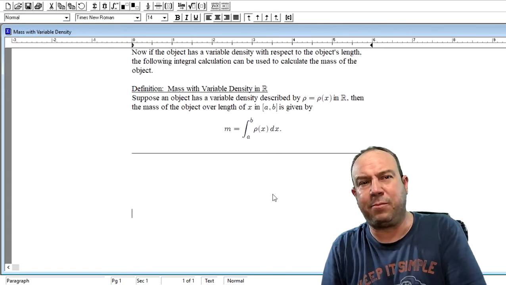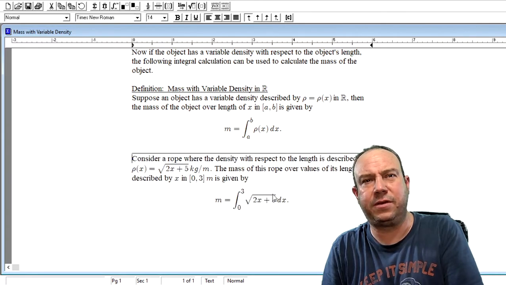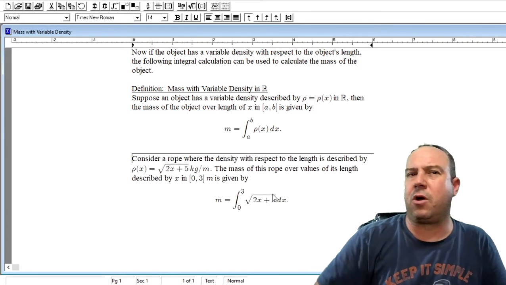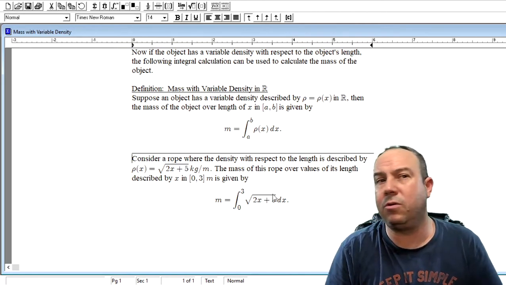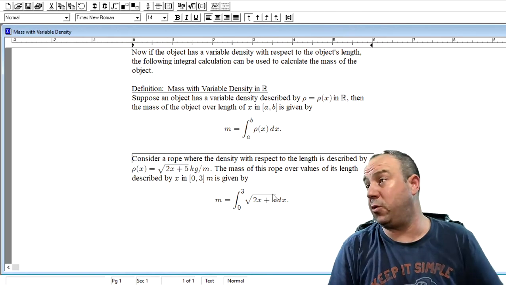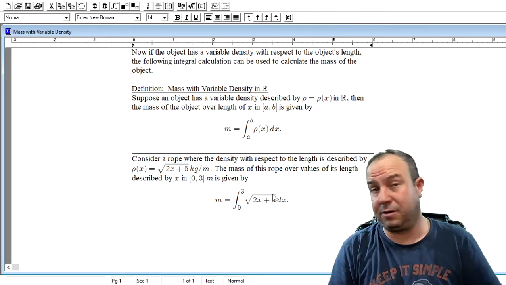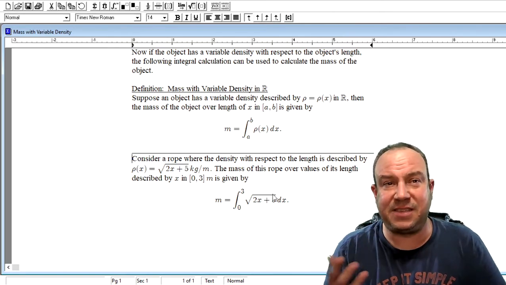Let's look at an example. These are rather straightforward, folks. Consider a rope where the density with respect to the length is described by rho of x equal to the square root of 2x plus 5 kilograms per meter. Right? That's the density of our rope.